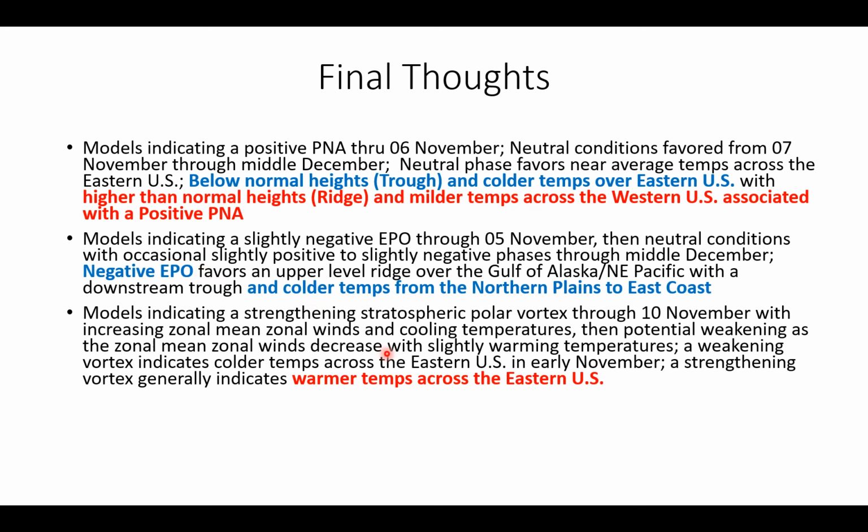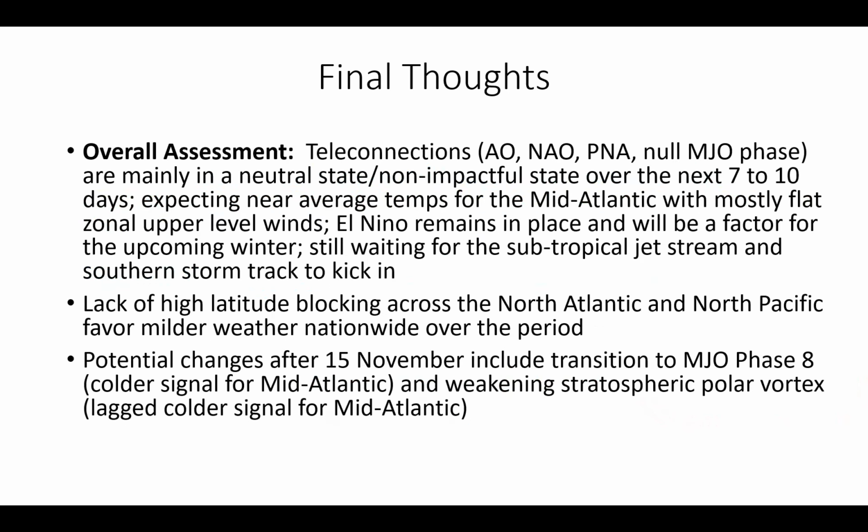Models are indicating a strengthening stratospheric polar vortex right on through the 10th of November. We have increasing zonal mean zonal winds and cooling temperatures in the stratosphere. But then there's indications that we could see some potential weakening as the zonal mean zonal winds decrease or slow down with slightly warming temperatures in the stratosphere. A weakening vortex indicates colder temperatures across the eastern U.S. in early November, whereas a strengthening vortex indicates warmer temps across the eastern U.S.